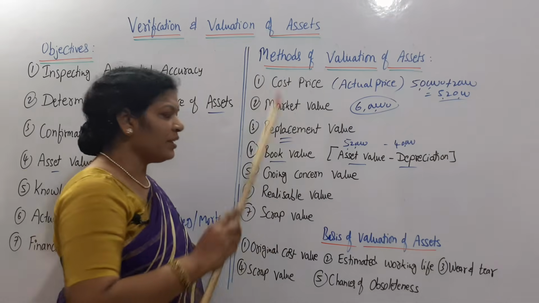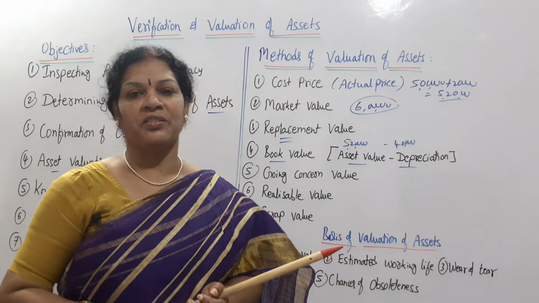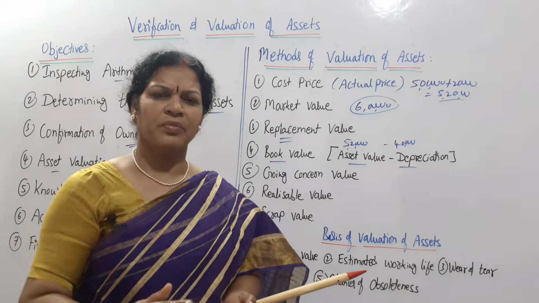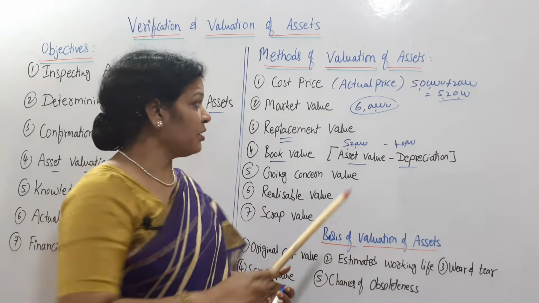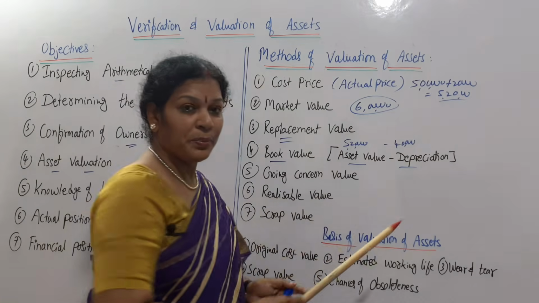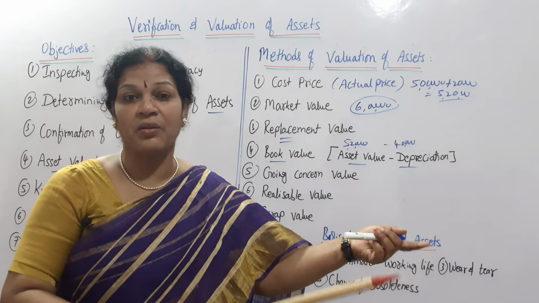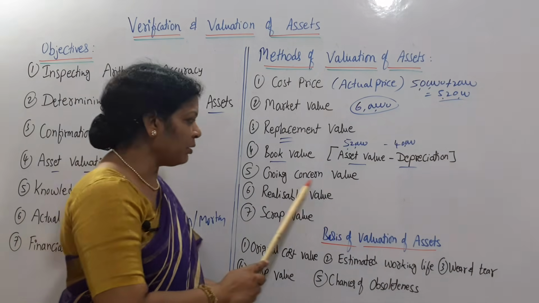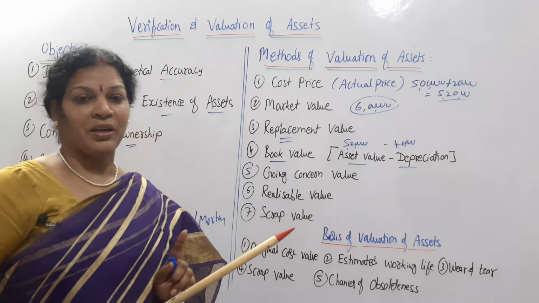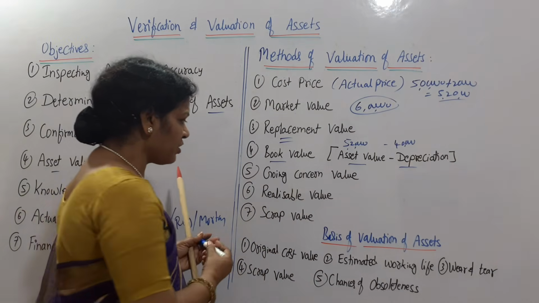Next one is the going concern value. Going concern value means, at present in the market, what is the value? Going concern value keeps changing, more or less. Say I purchased it for 5,20,000, but right now what is the going concern value? Going concern means what is the price of the asset? Maybe it is more or less. Whatever may be the value, that is the value we are going to take as per the going concern value.